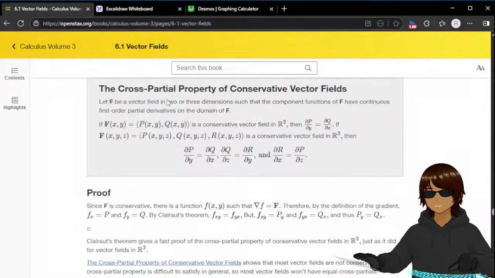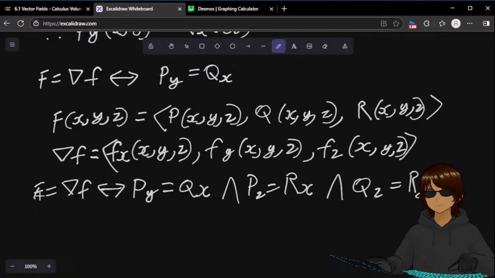That is called the cross partial property of conservative vector fields. If f is conservative, i.e., if this vector field can be represented as a gradient of another function, then this part should be equal. Then the derivative of P with respect to y should be equal to the derivative of Q with respect to x, and the other two conditions should hold as well.